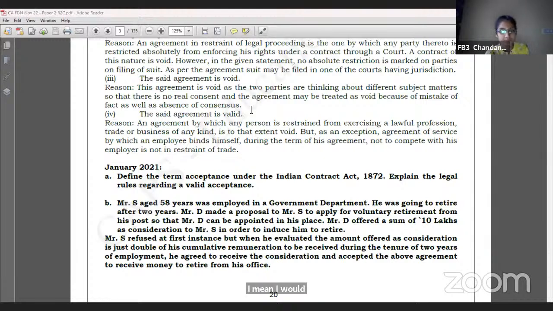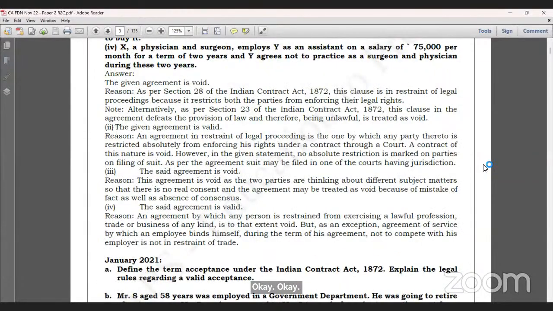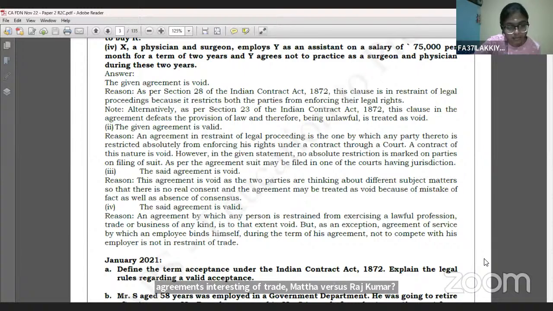So I told you there were certain exceptions to the agreements in restraint of trade. Do you all remember that? Madhav versus Rajkumar, we had done some cases also, but this is an exception. So this is a valid agreement. You can read. The said agreement is valid.